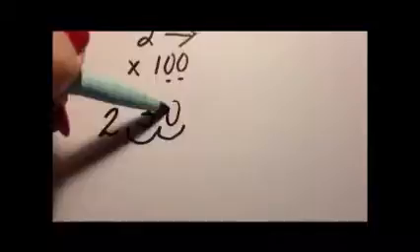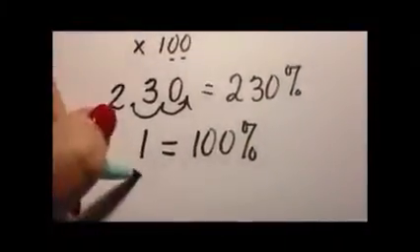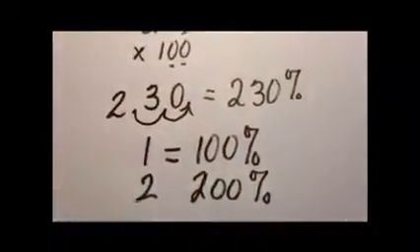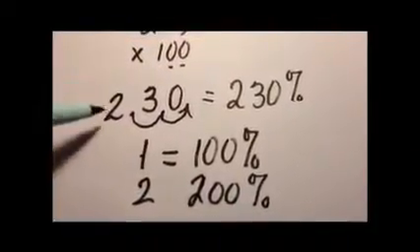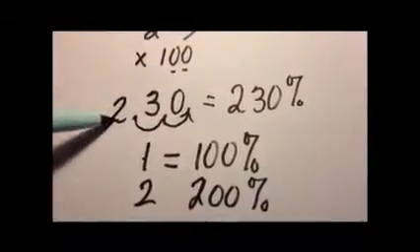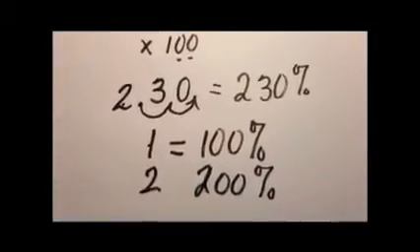Then we have the decimal 2.3. Well, we need 2 places, but we only have 1. So we can always add a placeholder of a 0 to the right of anything that's to the right of the decimal point. So if you then move 2 places from 2.30, you end up with 230%. Now think about that. If 1 is 100%, then 2 would be equivalent to 200%, 3 would be equivalent to 300%, so 2.3, it makes sense that it would be between 200% and 300%.